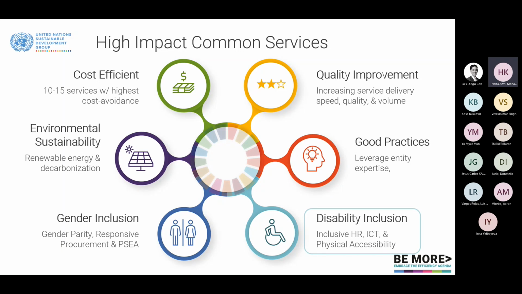Gender parity, cost efficient. So the first thing it reads for me is "cost efficient." It didn't read the slide title. It starts reading a different part of the slide. I'll go ahead and press down arrow again. Gender parity, responsive procurement, and PSEA. Quality improvement, leverage entity expertise, impact and 2030 agenda, 10-15 services with highest cost avoidance, good practices, gender inclusion, environmental sustainability. Renewable energy, inclusive HR, ICT.